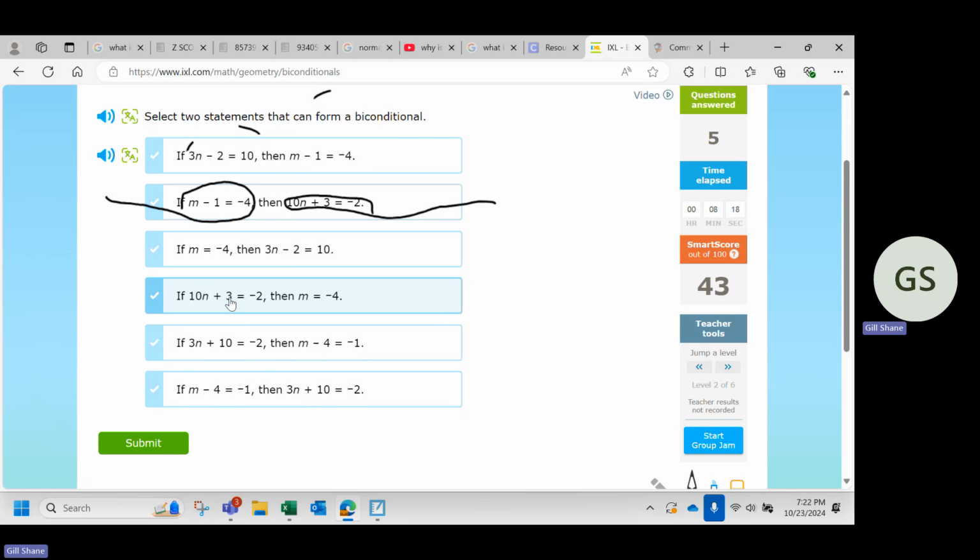We never got this far on any of them in class. So if this is it, then m equals -4 should be at the front. Man, I must have messed something up.